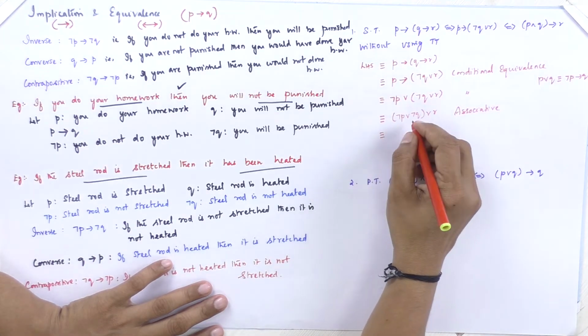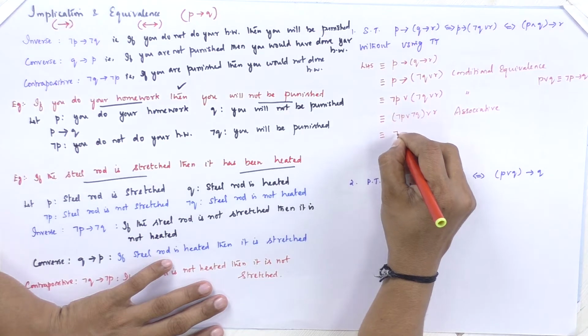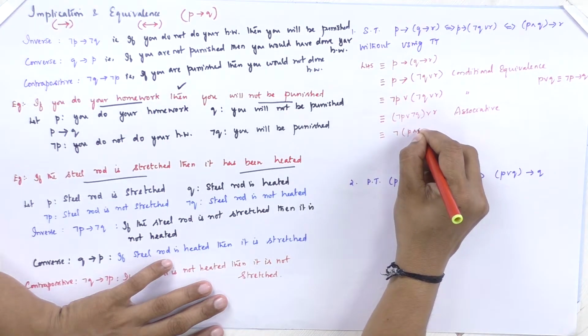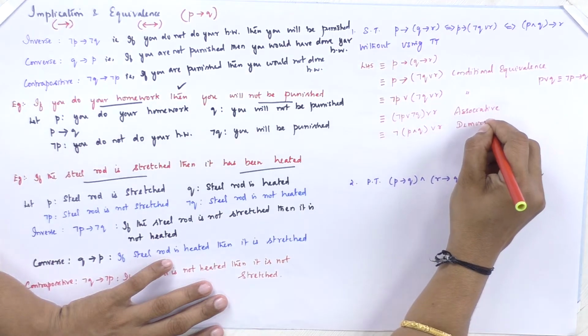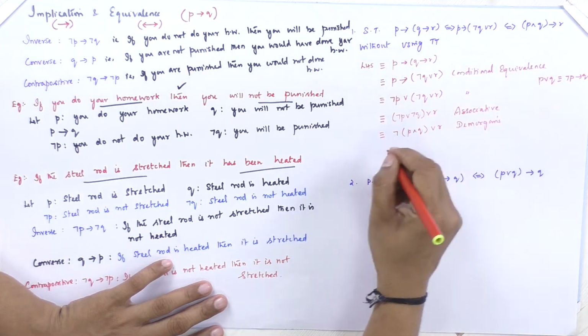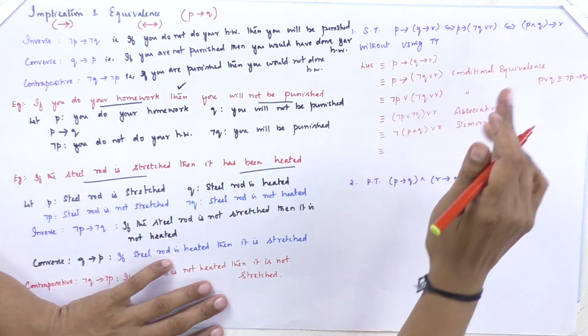So I will be applying De Morgan's. I can take it outside. So negate of P and Q or R. So here I have applied De Morgan's. And after that I am still not able to get this part.